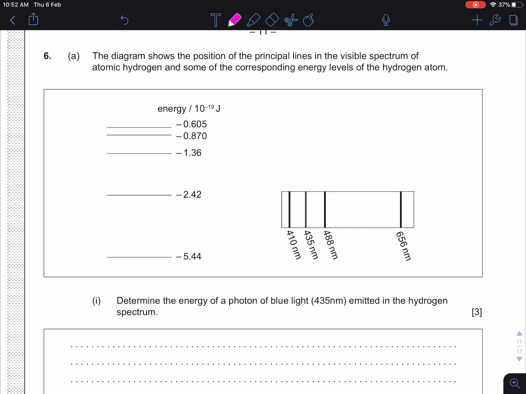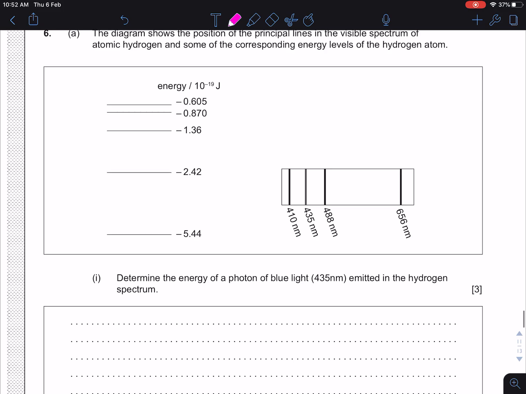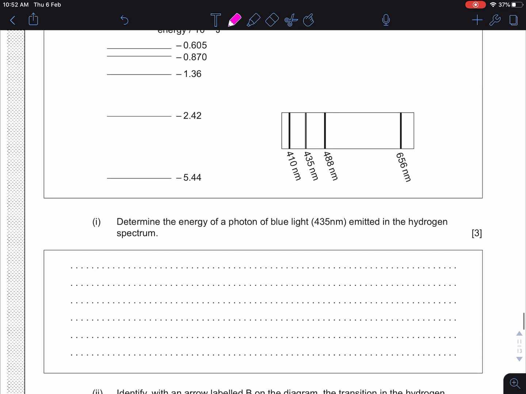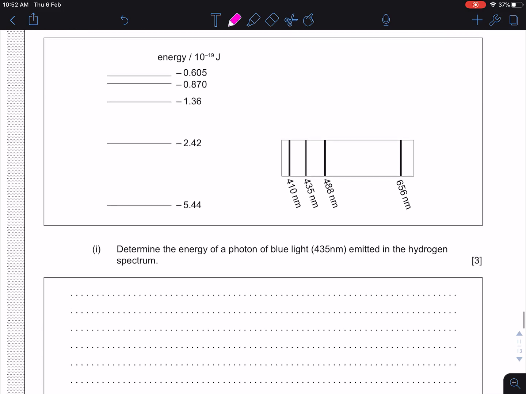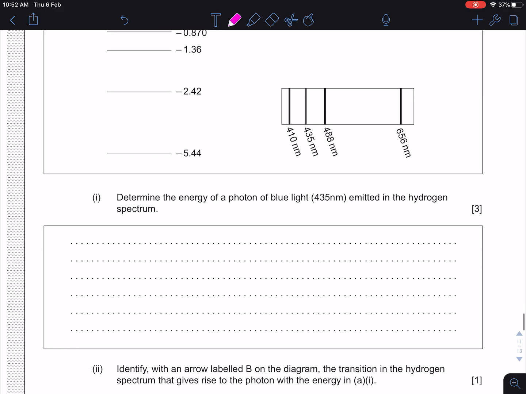Okay, this question is about hydrogen emission, emission of photons from the hydrogen spectrum. It says determine the energy of a photon of blue light, which is this one here, 435 nanometers, emitted in the hydrogen spectrum. For this, you just need to remember or look in your data booklet that the energy is hf, or in this case, hc over lambda, because we're talking about wavelength instead of frequency.